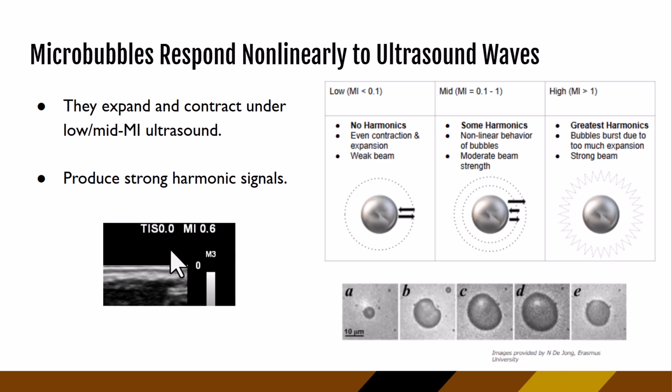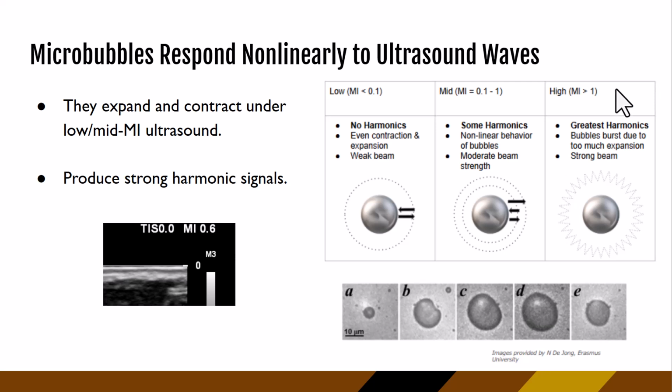So here we've got that example. We can see the thermal index and the MI, the mechanical index. This is paying attention to the strength of the beam from the mechanical pressure point of view. And so again, if we think back to our physics, when the compression portion of the sound wave comes through, the bubble has a lot of pressure on it, and it's going to cause it to shrink down. When the rarefaction portion of the sound wave comes through, that allows the bubble to expand.